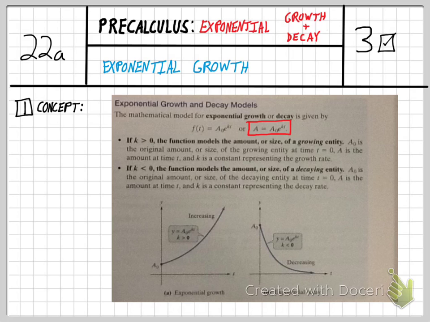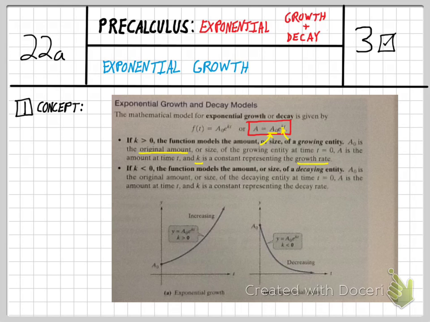And really, what the problem boils down to, before you even can use the formula, you have to figure out the values of a sub 0 and the value of k. And once I have those two things, I have my model, and you can proceed to solve the problem. So, a couple things. The a sub 0 stands for something. It's going to be the original amount of whatever it is that you are talking about. And then k is going to be something that you have to figure out, and it represents the growth rate.